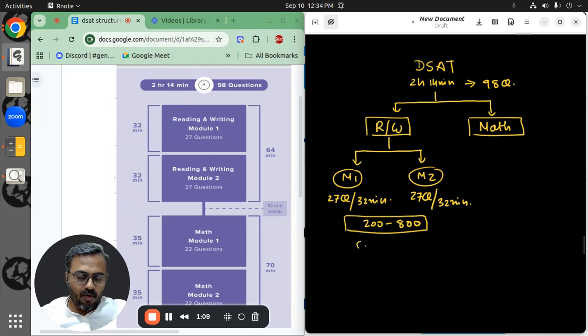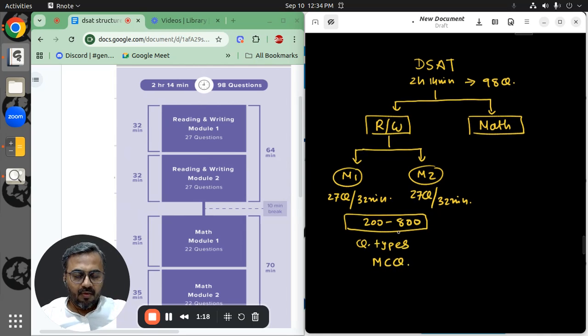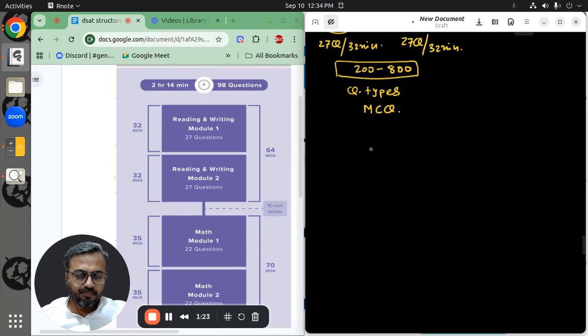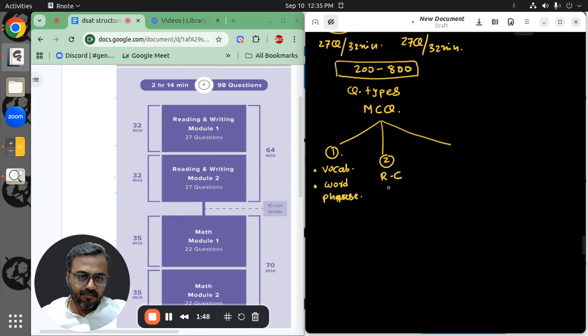Now, what are the question types? Question type is only MCQ. In the reading and writing section, there is only one question type, which is MCQ. MCQ has various subtypes. First one is MCQ based on vocabulary, MCQ based on word blank, phrase, MCQ based on reading comprehension.